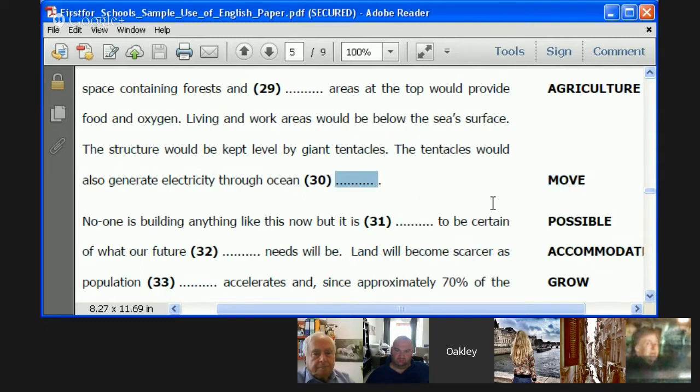Can we put in plural? Very good question. Let me reread it to make sure. Would also generate electricity through ocean movement. No, in this case it would be movement. Yes.